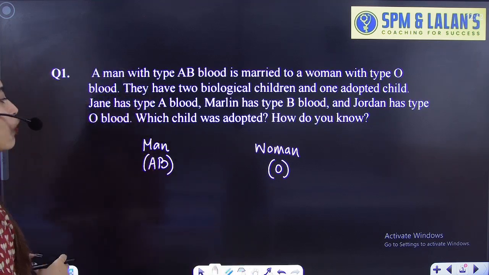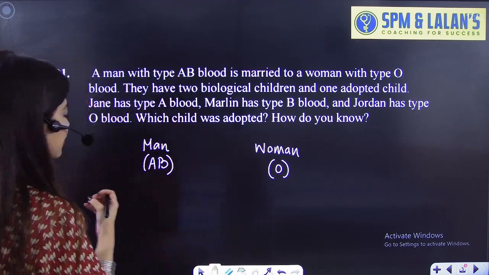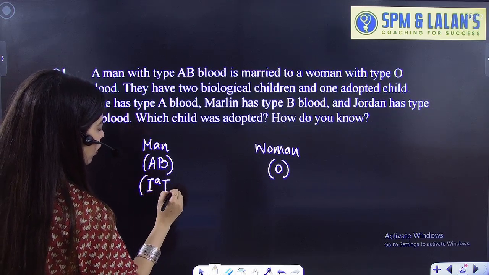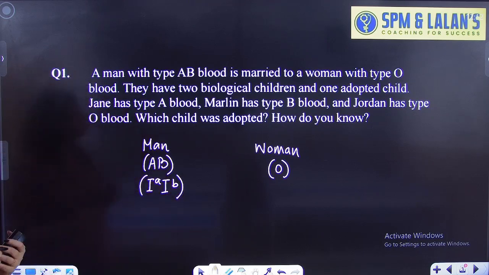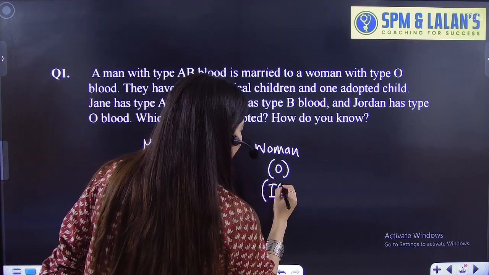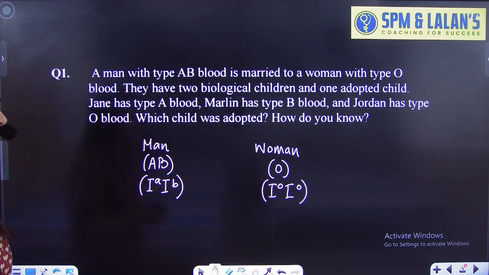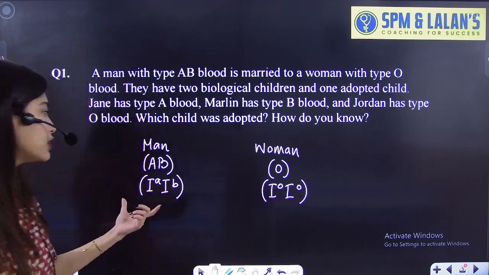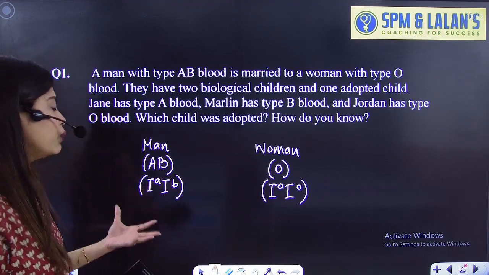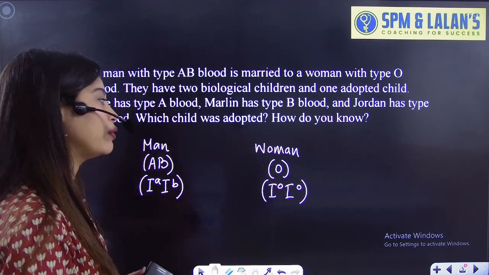Okay, so for anyone to have blood group AB, we know that the arrangement of alleles should be one IA with one IB. Then only the blood grouping would be AB. And for a woman to have blood group O, she should have a pair of IO, that is a homozygote. And this man is a heterozygote having two different alleles, that is IA and IB, which result in the blood group AB.